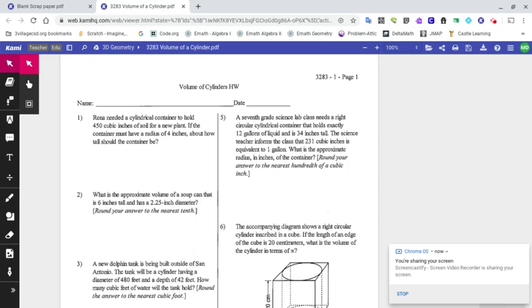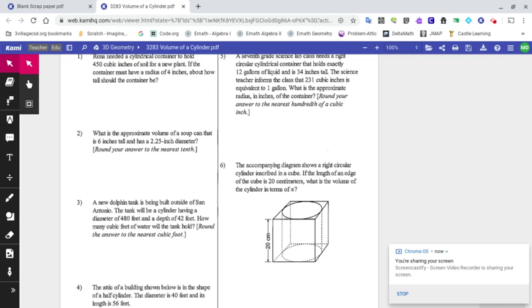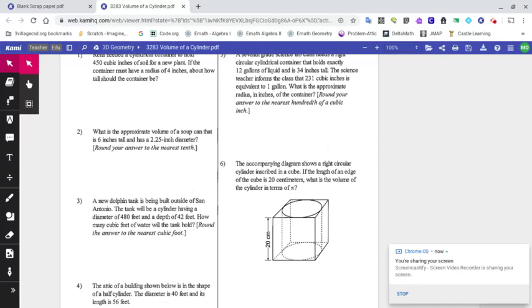I'm going to be going over your questions on homework 3283, which was volume of cylinders. I had only gotten 4 questions on this one, so we're going to start off with number 2. The approximate volume of a soup can that is 6 inches tall and has a 2.25-inch diameter.